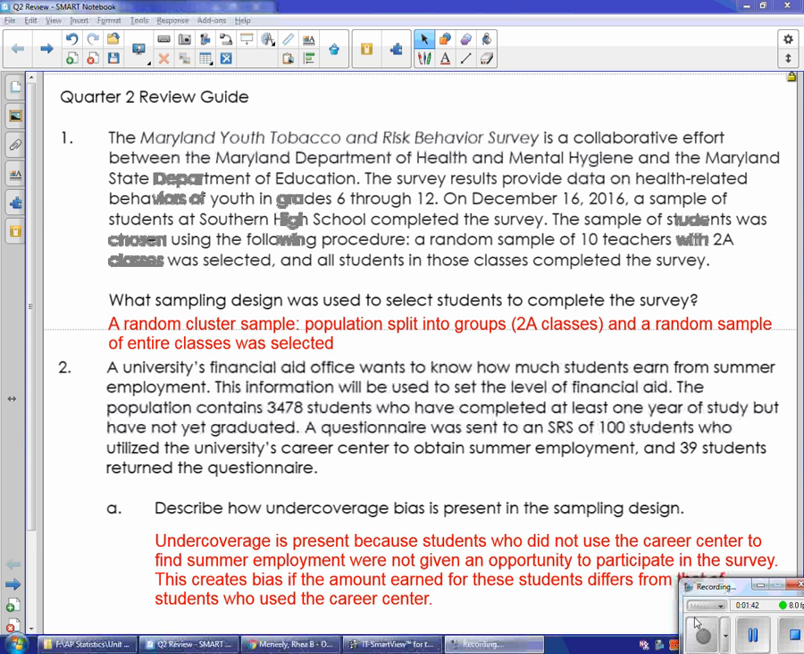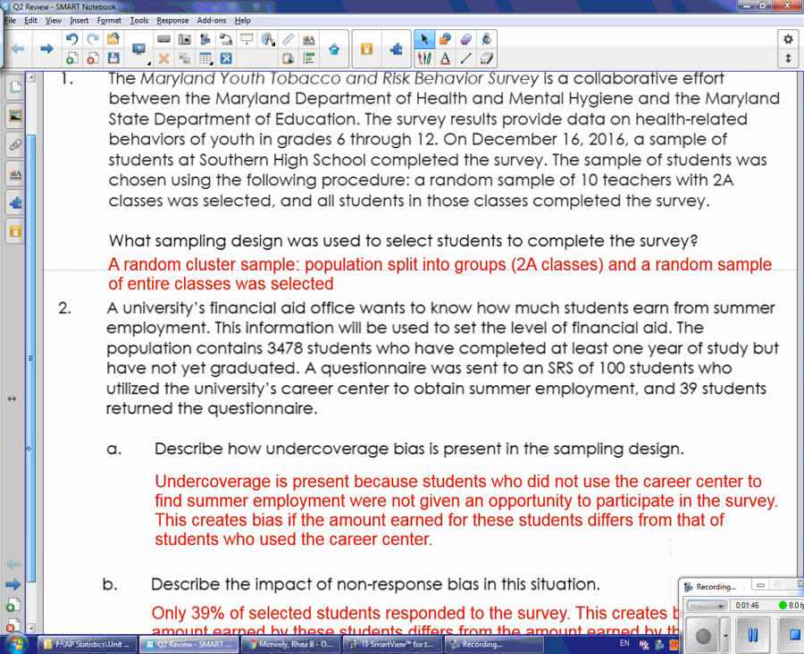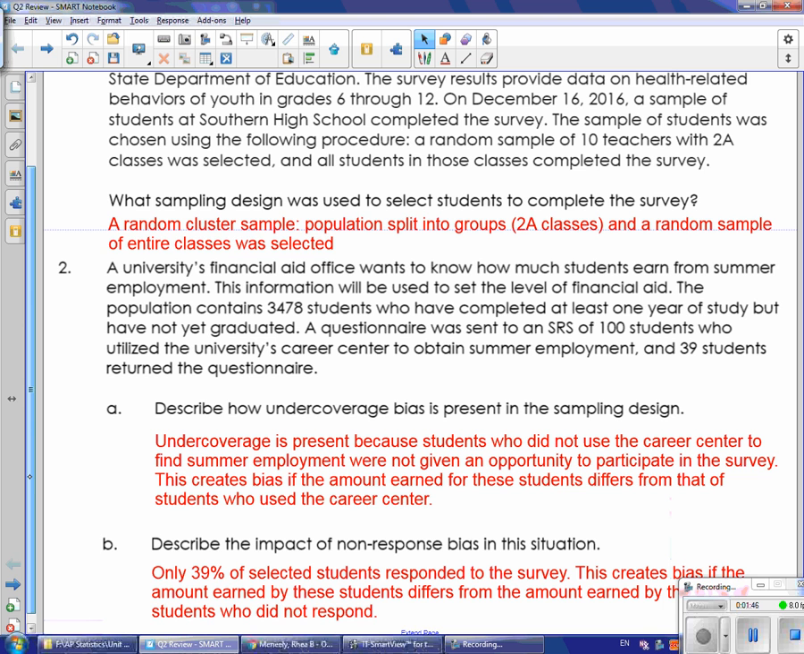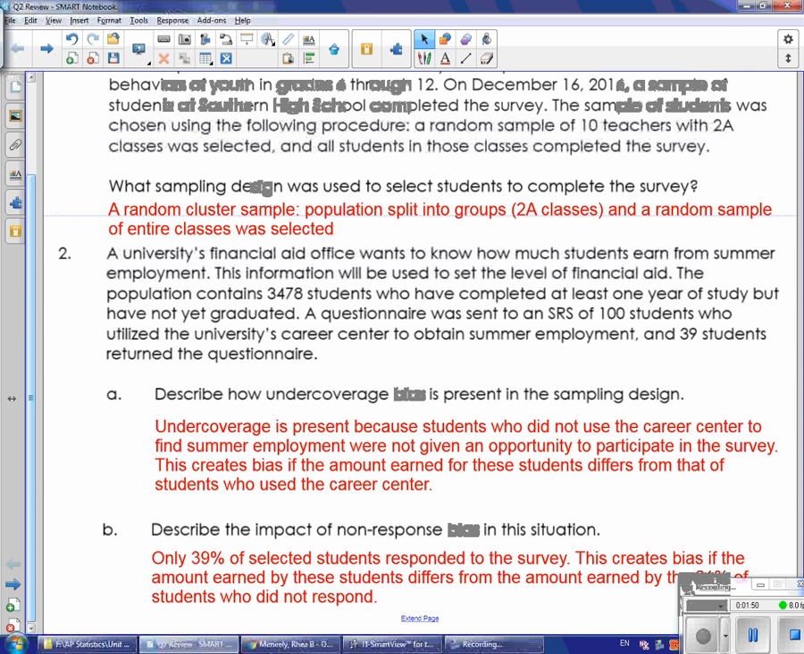In number 2, it says the university's financial aid office wants to know how much students earn over the summer from summer employment. This information will be used to set the level of financial aid, and the population consists of the 3,478 students who have completed at least 1 year of study but have not yet graduated. A questionnaire was sent to a simple random sample of 100 students who utilized the university's Career Center to obtain summer employment, and 39 students returned the questionnaire.